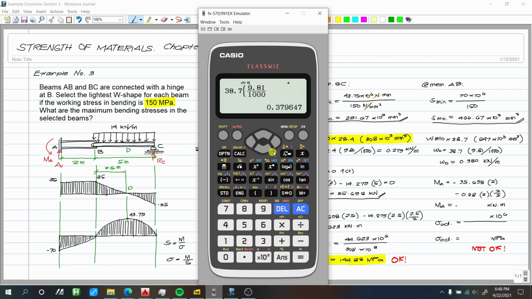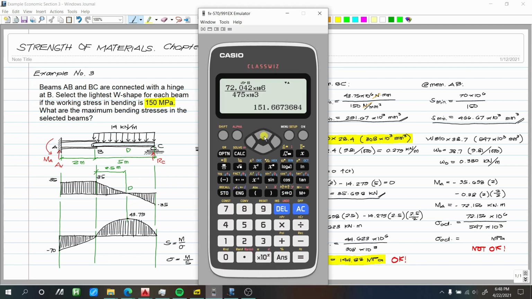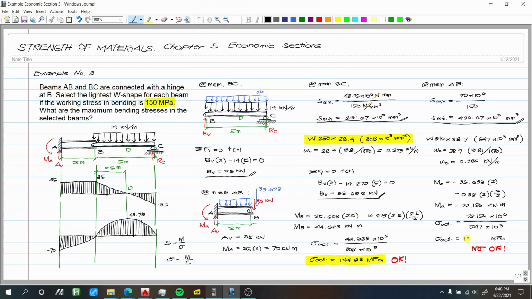Yung moment natin, may history rin tayo niyan kanina. Ito yung moment, papatan lang natin ng 0.38. Negative 72.156. Then yung ating S is 547 times 10 raised to 3. So, 72.156 times 10 raised to 6 over 547 times 10 raised to 3. So, 131.912 megapascal. Okay na yan.